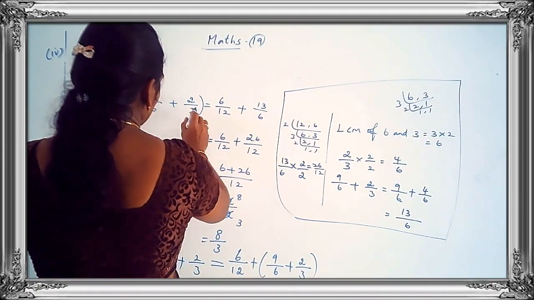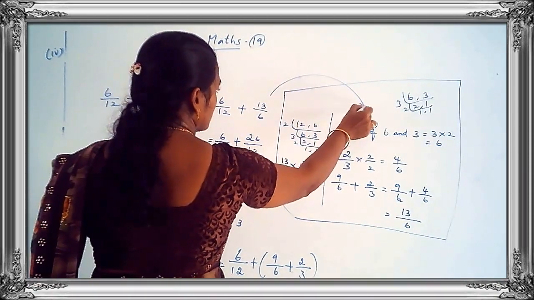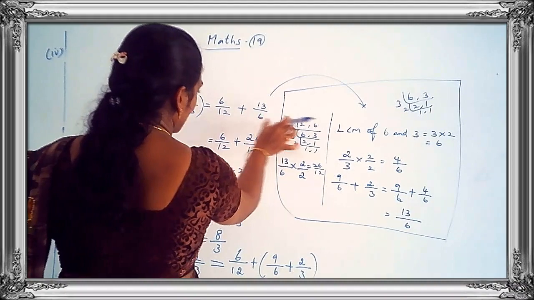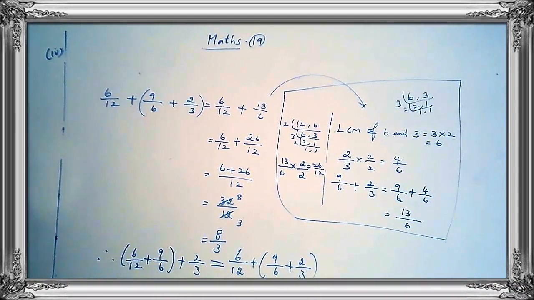This 9 upon 6 plus 2 upon 3 value. Okay, this value is here. And these both answers, we have to find these both answers in rough work here. Okay. Do you understand?